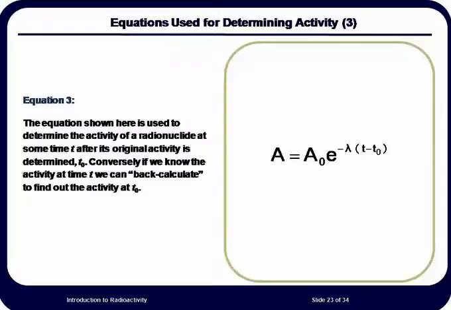This is the third of four equations. Equation 3 is used to determine the activity of a radionuclide at some time t after its original activity has been determined. Conversely, if we know the activity at time t, we can back calculate to find out the activity at time 0. This equation is derived from the equation on slide 12, N equals N0 e to the minus lambda t. If both sides of this equation are multiplied by lambda, we get activity.